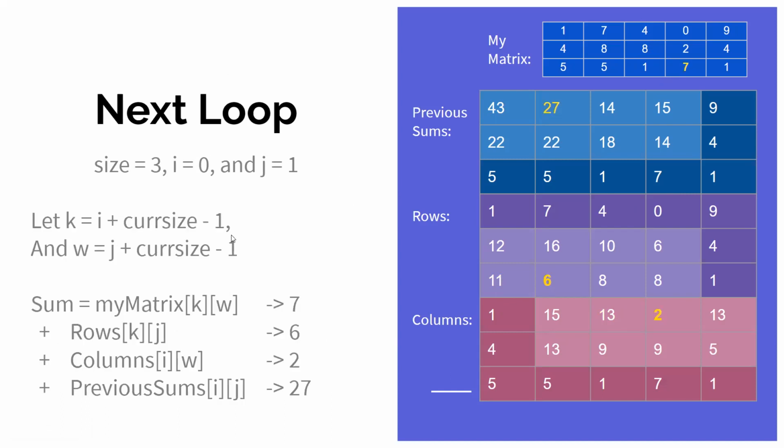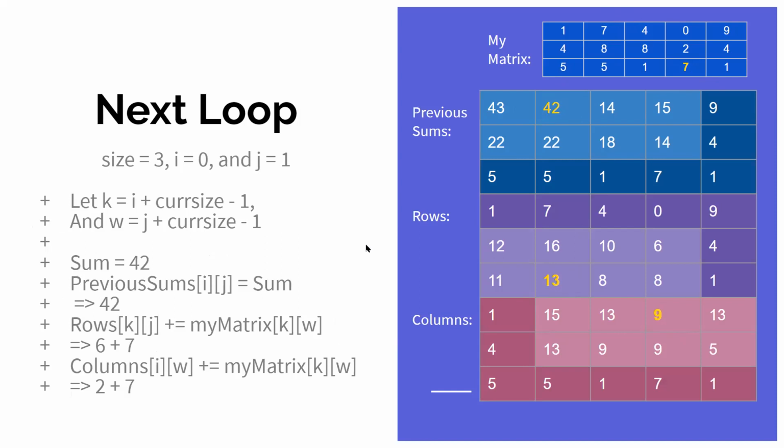And then, okay. So we do the same thing, except everything is shifted to the right, because we're starting at i equals 0 and j equals 1, which is right here. So for my matrix, we go down 3 or down 2 and right 2 to get to the bottom right corner. And then previous sums is now here. And the rows and the columns are also shifted to the right. So we grab the values from each of these 4 corners and add them together to find the sum.